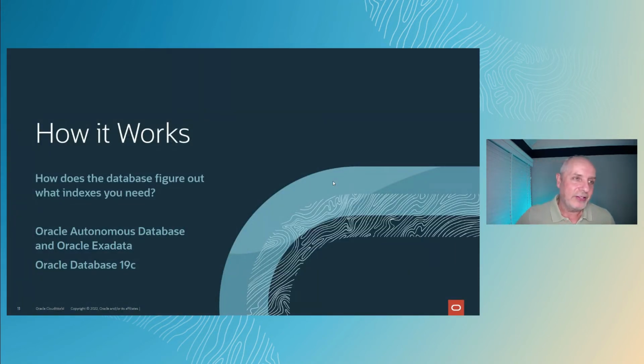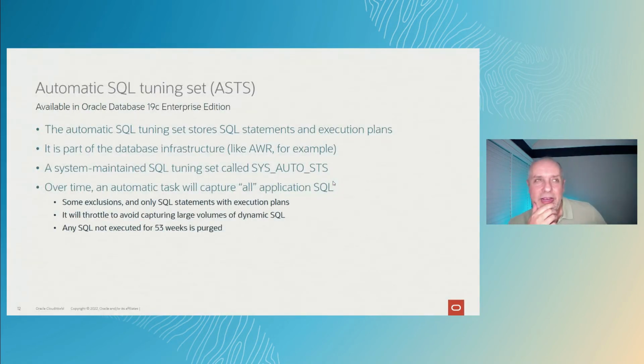How does it work? How does the database figure out what indexes you need? The first thing I would say in summary is that it's driven by the performance of your workload SQL statements. That's what drives it. The database does come up with ideas about what indexes are going to be useful. But the key thing to do once that happens is to say, well, let's prove that these candidates work.